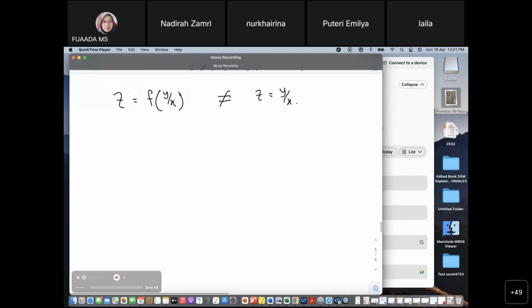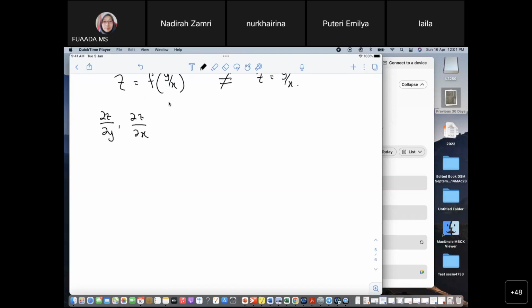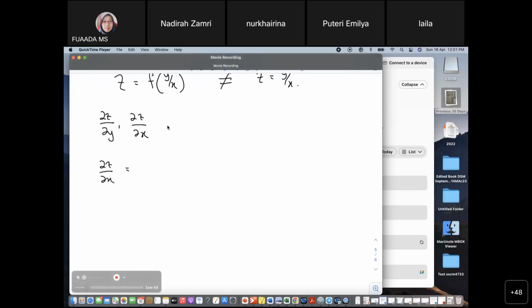So you have to read this just like a composite function. The outer is f, the inner is y over x. So you have to find del z del y, and also del z del x. Okay, firstly, let's start with del z del x. Now we apply the chain rule. When we have a composite, we always use the chain rule to differentiate. The method that is applicable here is the chain rule.